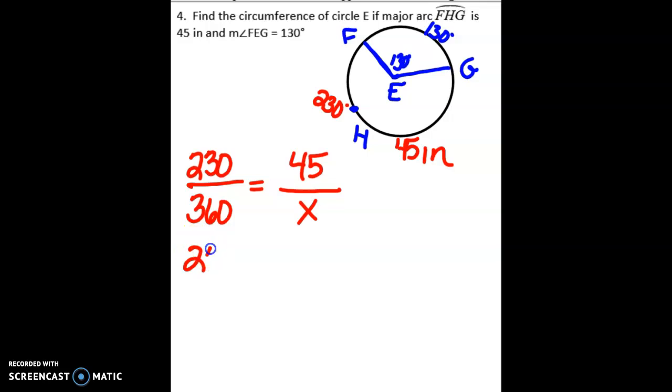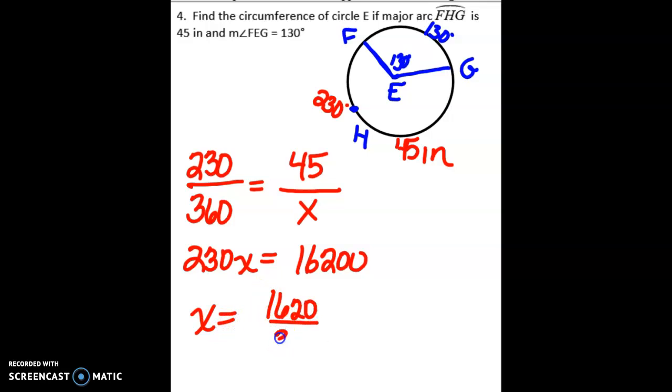So we just cross multiply, and I think that's 16,200. And then when we divide, we get 1,620 over 23, sorry, that's a weird 2. And that would be approximately 70.435, and that is also in inches. Hopefully that makes sense.